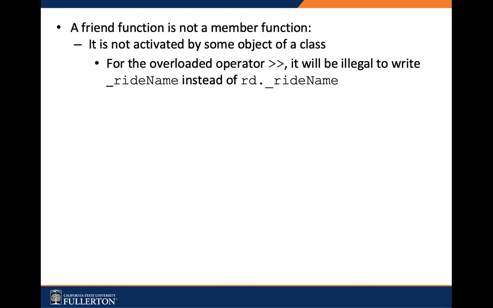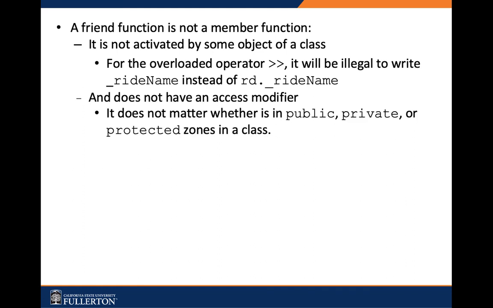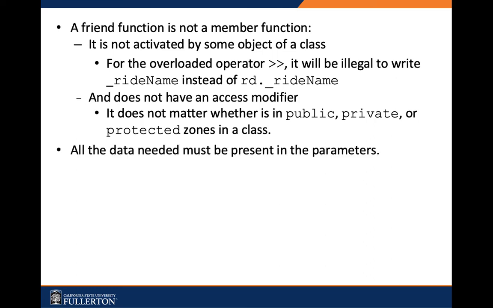While it can access the private members of the class, it needs to access the private members belonging to a specific object. It is not inside the class. It does not have an access modifier, so it doesn't matter whether it's in the public, private, or protected zone in the class. And all the data must be present in the parameters of the friend function.